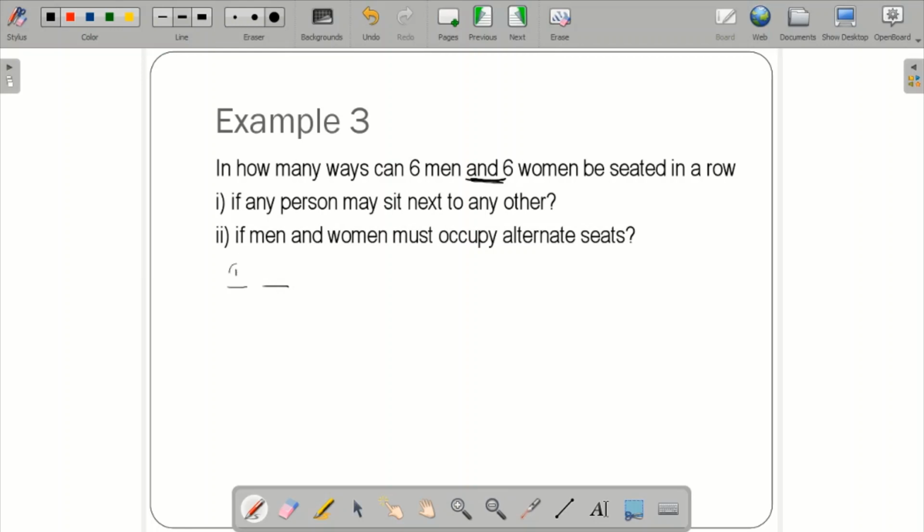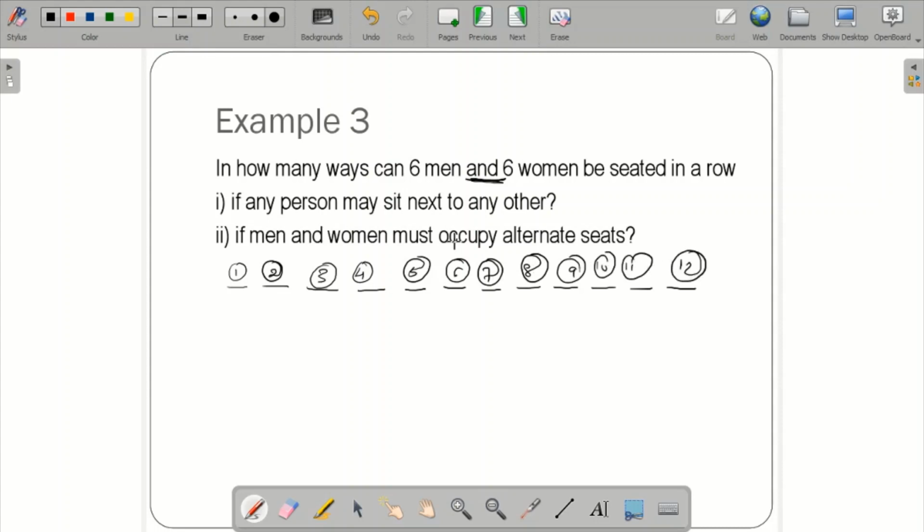1, 2, 3, 4, 5, 6, 7, 8, 9, 10, 11, 12. In how many ways can 6 men and 6 women be seated in a row? Given a condition that any person may sit next to any other, any person anywhere, how many ways can we arrange that? Any person may sit next to any other.